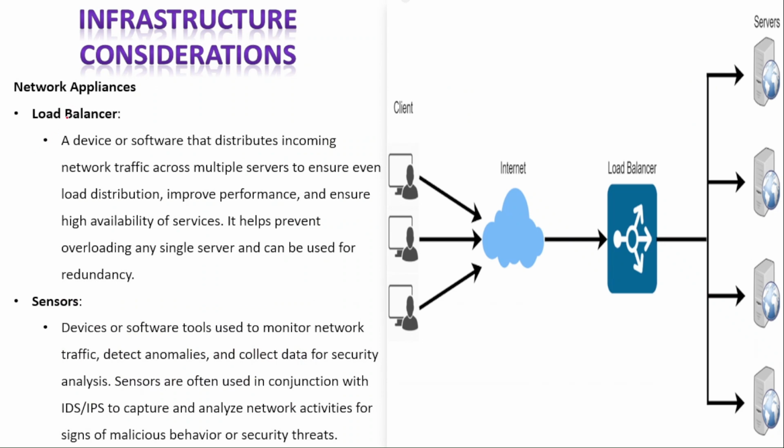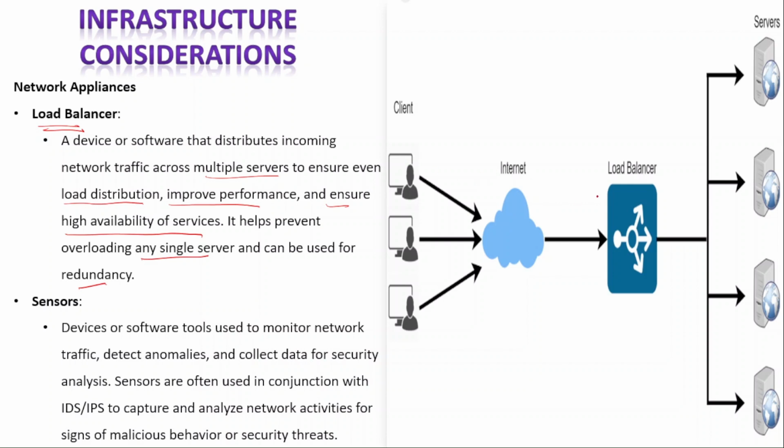So some other network appliances. Another one is the load balancer, a very important one. It is a device or software that distributes incoming network traffic across multiple servers to ensure even load distribution, improve performance, and ensure high availability of services. It helps prevent overloading any single server and can be used for redundancy.